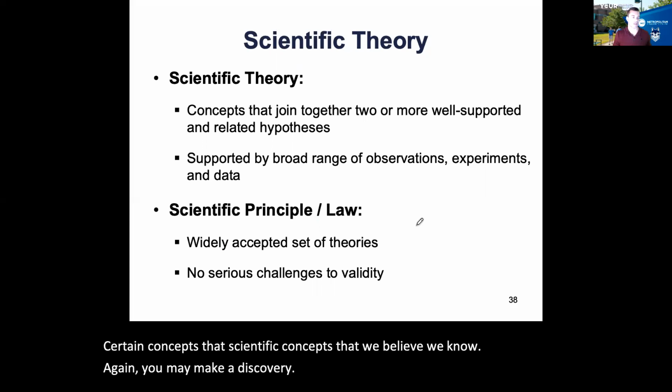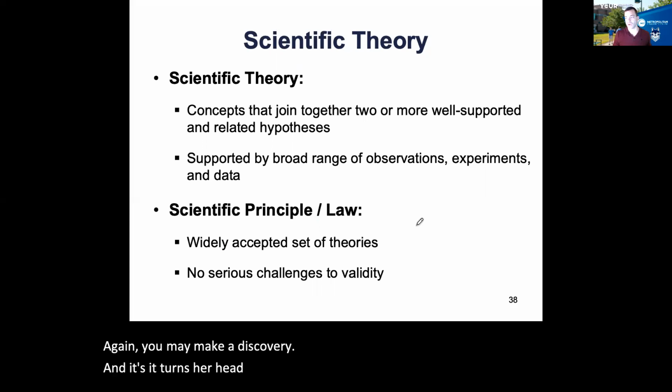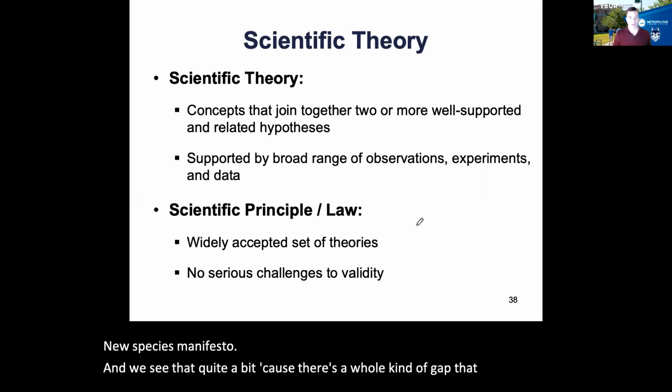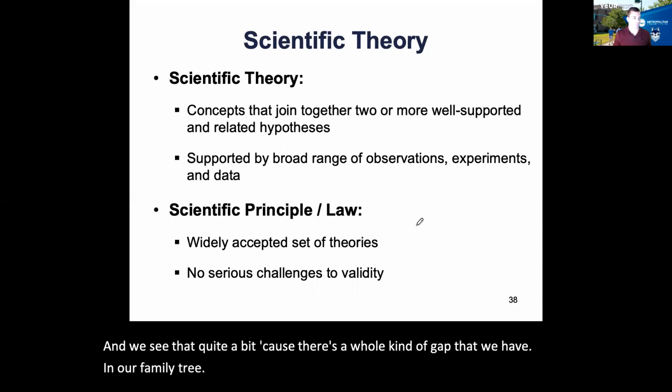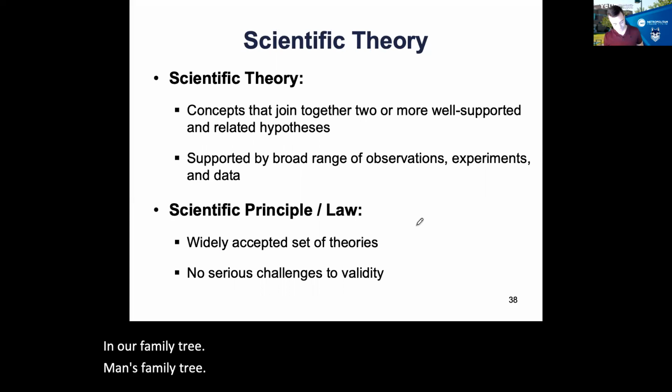And it turns our head upside down about how new species manifested. We see that quite a bit because there's a whole gap in our family tree, in man's family tree, where we don't know how Homo sapiens got from some of the other rudimentary Homo structures. And it's fascinating and interesting.